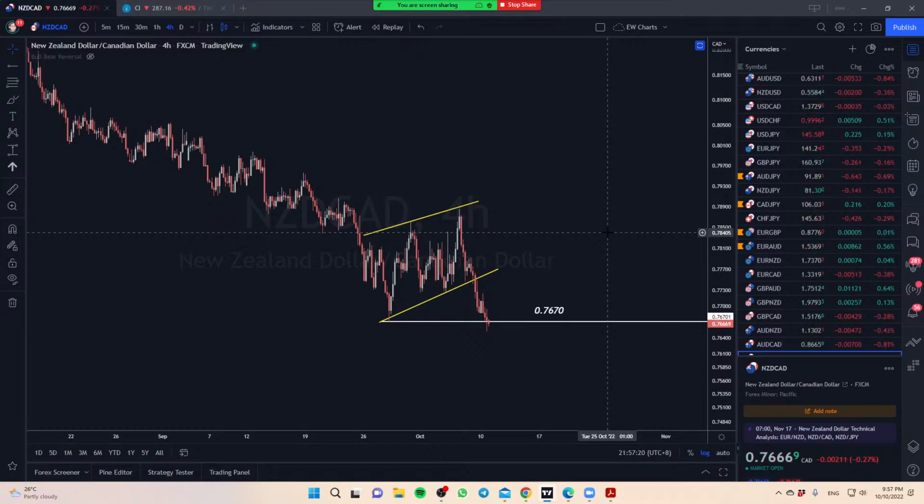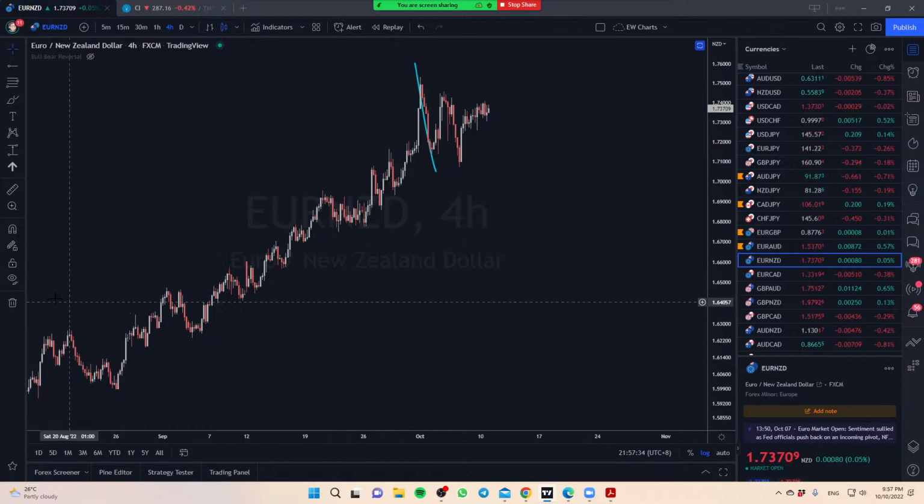But obviously, you can still look at it. If you get a solid reversal setup over here in Kiwi CAD on the 4-hour, it's still a valid trade. Okay. One of you mentioned Euro New Zealand.